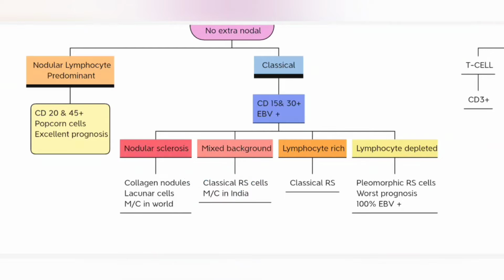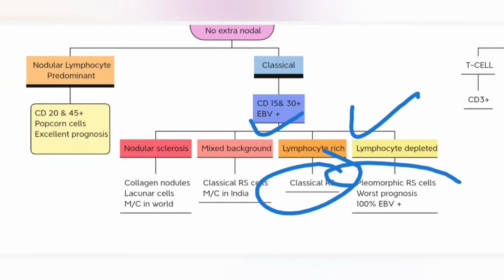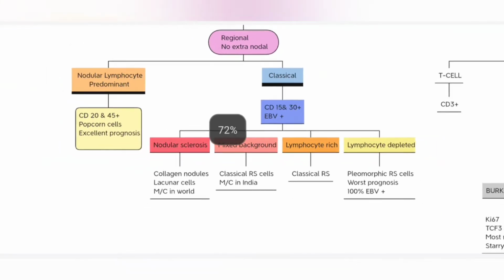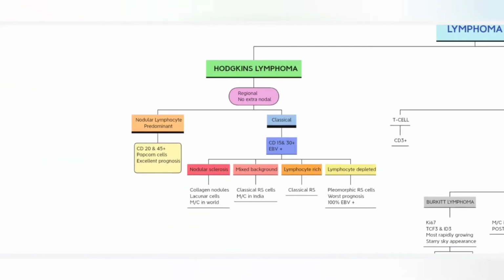Then we have the third type, that is lymphocyte rich, which will have classical RS cells, and lymphocyte depleted will have pleomorphic RS cells, and it has the worst prognosis and is 100% associated with Epstein-Barr virus. So this completes our Hodgkin's lymphoma.